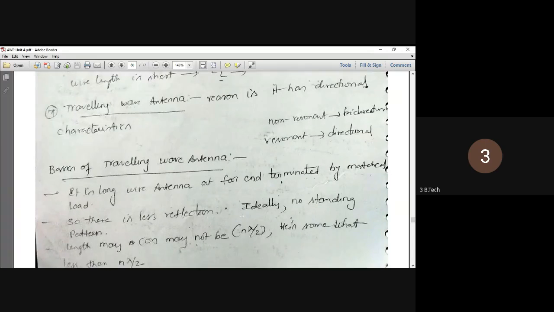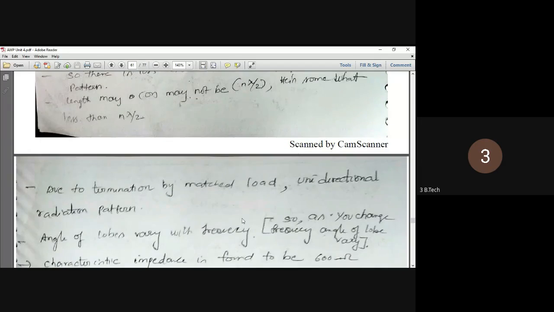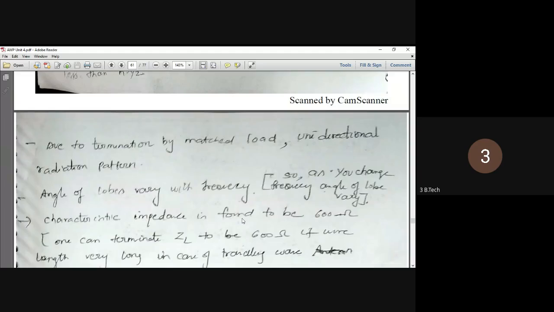Basics of traveling wave antenna. It is a long wave antenna with the far end terminated by a matched load. So there is less reflection. Ideally, there are no standing waves formed. Length may or may not be n lambda by 2. Here it is somewhat less than n lambda by 2. And other features: due to termination by a matched load, a unidirectional radiation pattern is achieved.